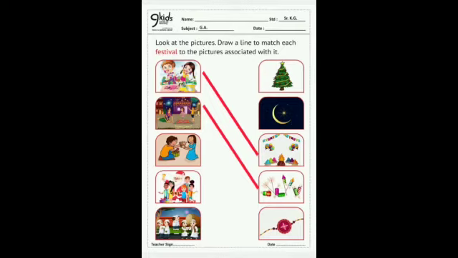Next is Raksha Bandhan. So match Raksha Bandhan with Rakhi. Christmas. What is the symbol of Christmas? The symbol of Christmas is the Christmas tree. So let's match it with the Christmas tree. Next is Eid. So what is the symbol of Eid? Moon. So let's match it with the moon.